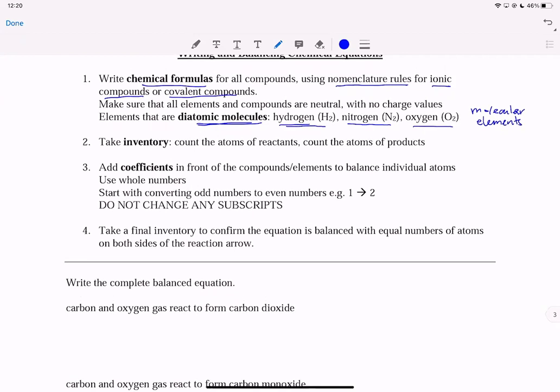Okay, so the process will involve taking an inventory. Basically, you're counting the atoms on one side and making sure they're equal to the atoms on the other side.